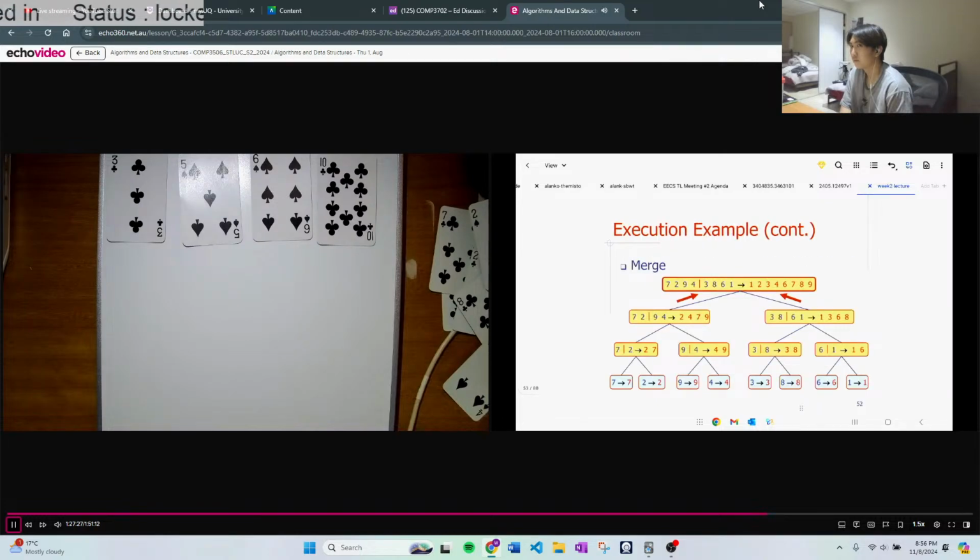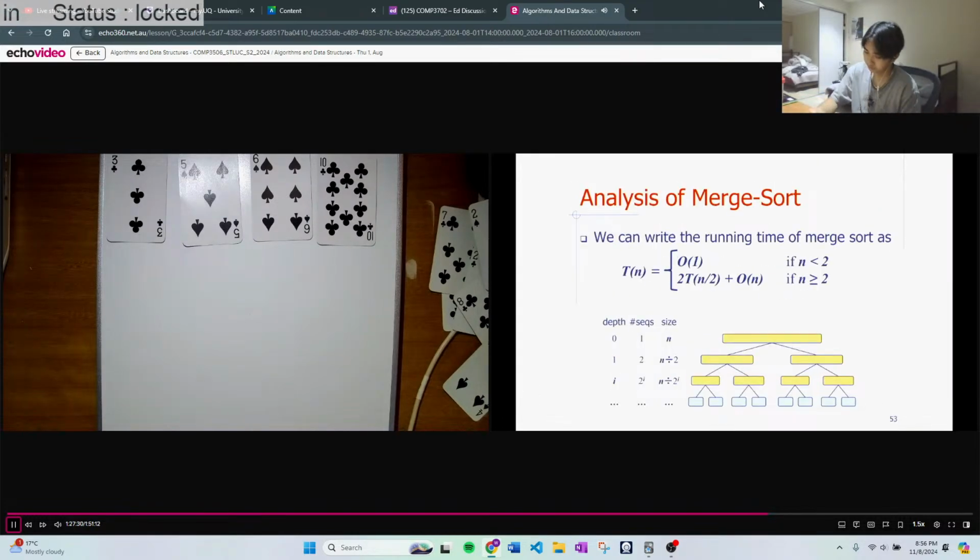Okay, so we can analyze this thing as well. It looks kind of similar to binary search, don't you think? If we look at the recurrence relation, we have... It does look like binary search. Should I try to analyze it? Yeah, I think that's good practice.